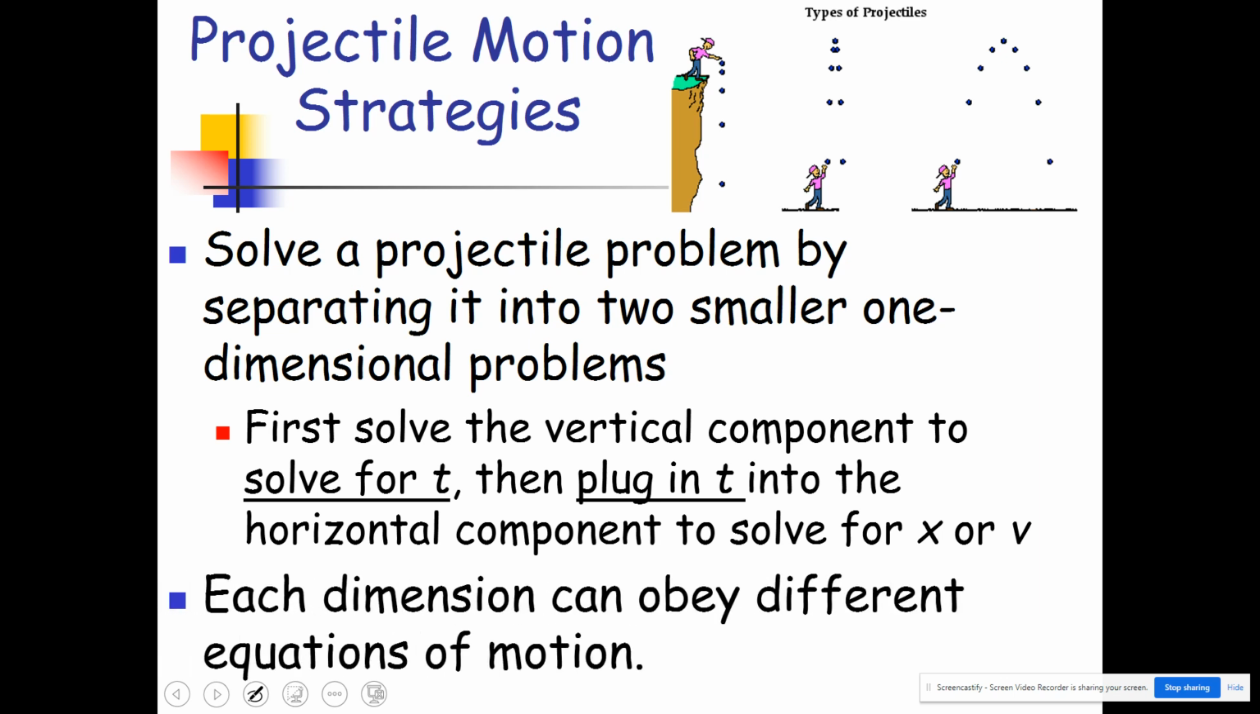Each direction, horizontal and vertical, they obey Newton's laws of motion. So therefore, they also obey all of those equations of motion, because that's where the equations come from.